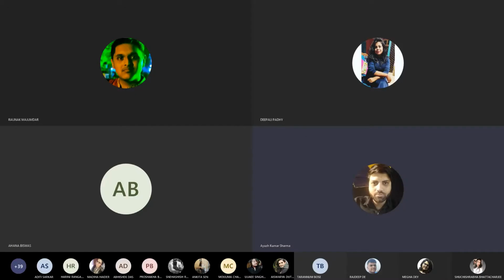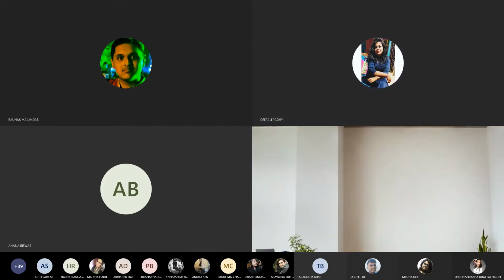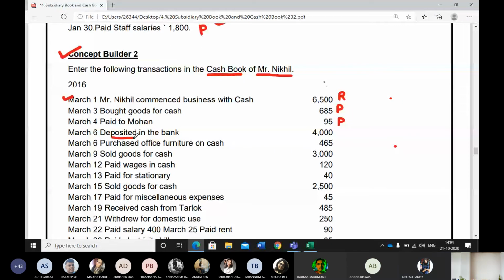Next, paid to Mohan. Payment, sir. Deposited into bank. It's actually a contra entry because we'll be doing a double column cash book, and as per the journal entry, this will be a contra entry.